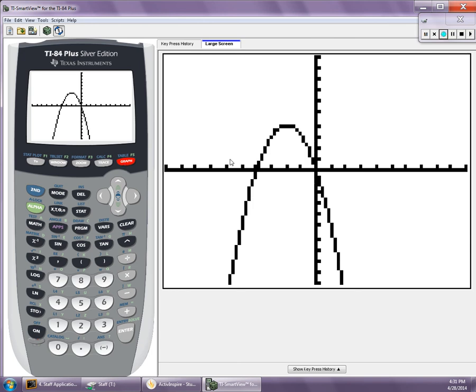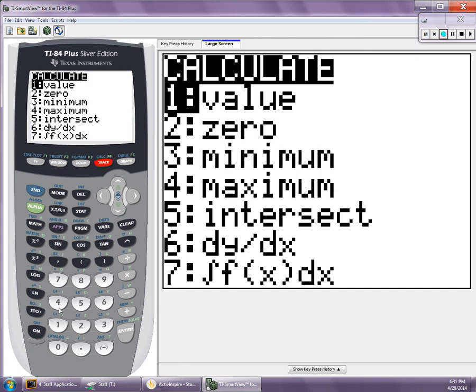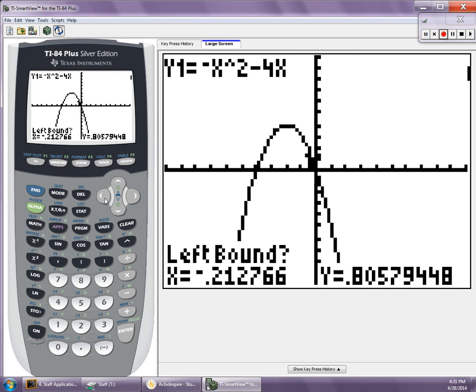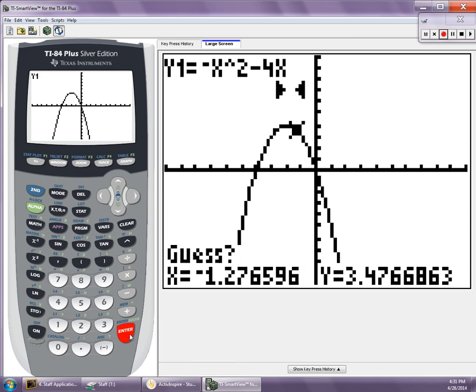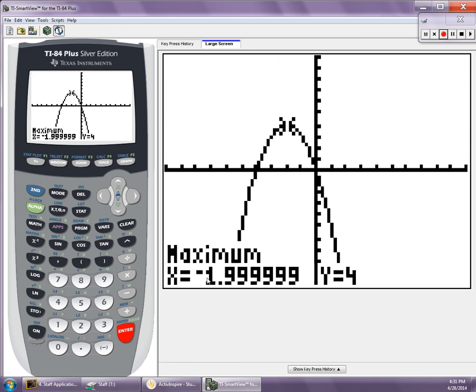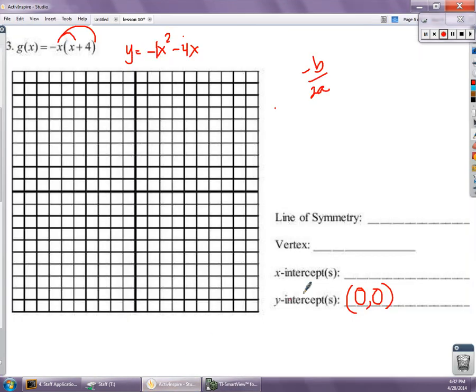Now this one is a maximum, so I will go to second calc, 4 for maximum. Left bound is to the left of the vertex. Right is to the right of the vertex. And then last, just guess. And our vertex is at negative 1.99, so that's negative 2, comma 4. Which helps us get our line of symmetry, which is x equals negative 2.